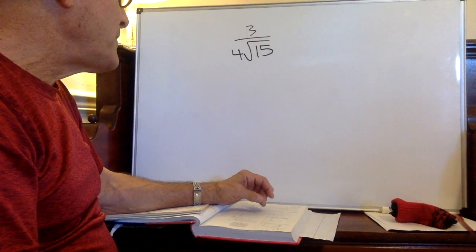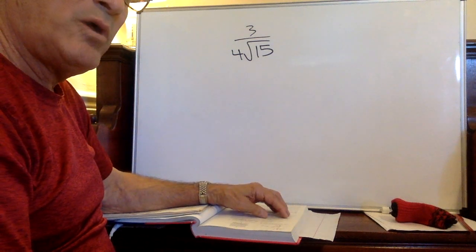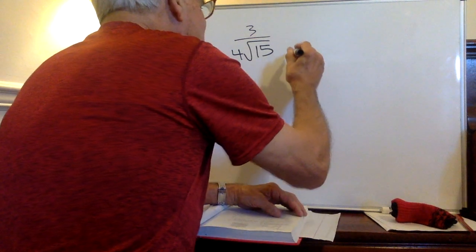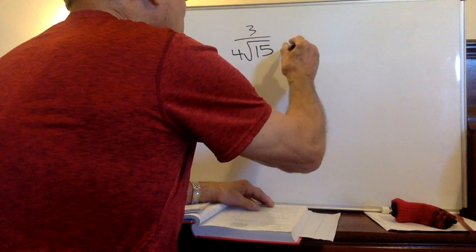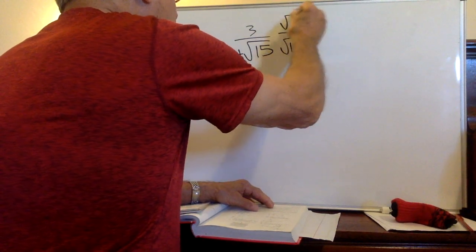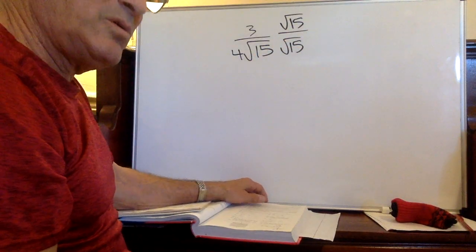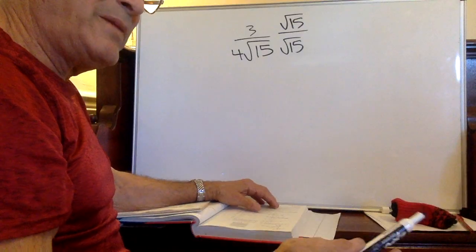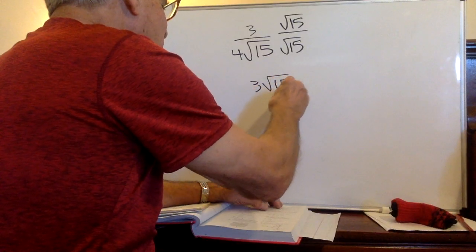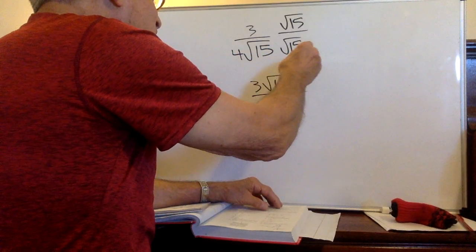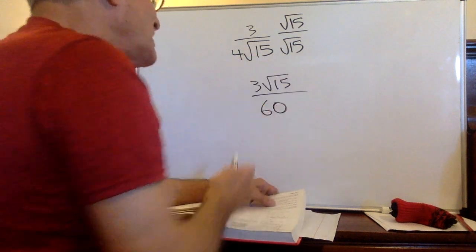You want to multiply by the smallest thing that will make the number under the radical a perfect square. Well, root 15 times root 15 is 15, so I need to multiply by radical 15 over itself. And the reason I do this, anything over itself, with the exception of 0 over 0, is 1, and 1 times any number doesn't change it. So my numerator becomes 3 radical 15. My denominator becomes 4 times root 15 times root 15 is 15. 15 times 4 is 60.